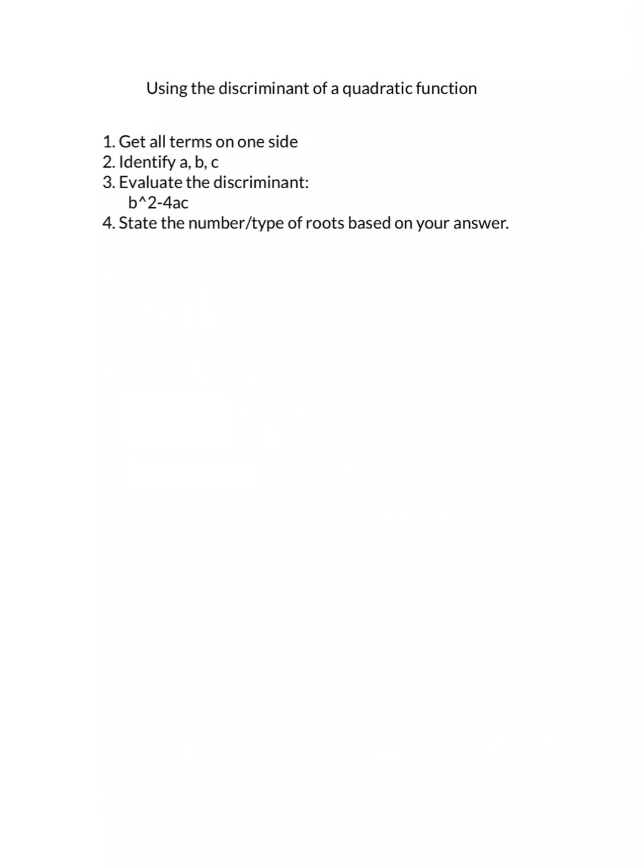So the steps are already on the screen for you to copy down if you want to make a concrete list. Some people learn quite well that way. Step 1, step 2, step 3. And I want to talk about step 2 where it says identify the A, B, and C.